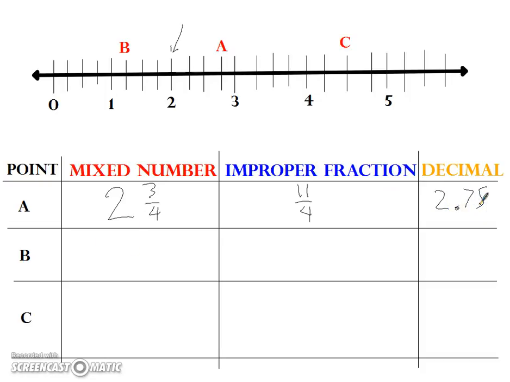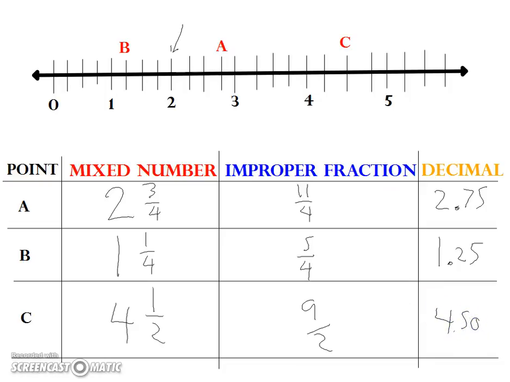B, just past the 1, and it's one line past the 1, so that would be 1 1/4. Improper fraction, 4 times 1 is 4, plus 1 is 5, 5/4. And that would be 1.25. C just went past the 4, and it's 2 lines past the 4, so that would be 1/4, 1/2. Get it to improper. 8 plus 1 is 9, 9/2, and then 4.50.